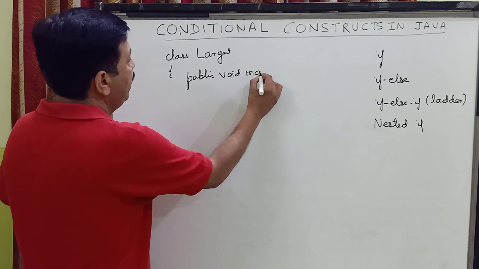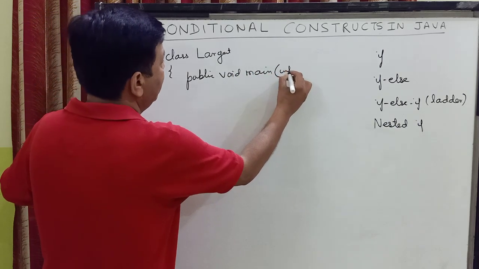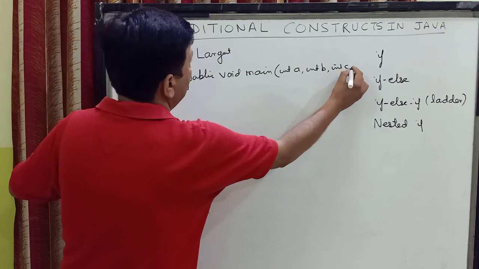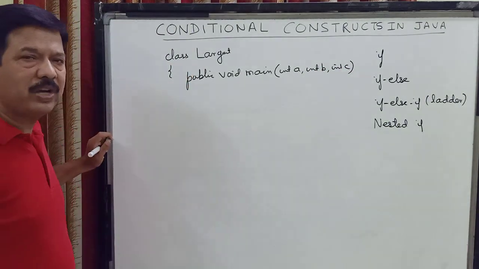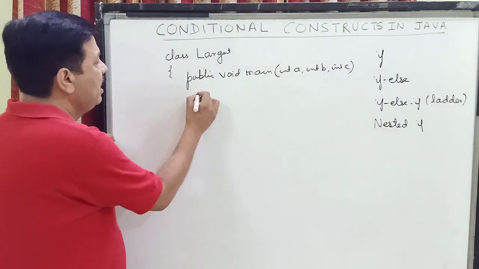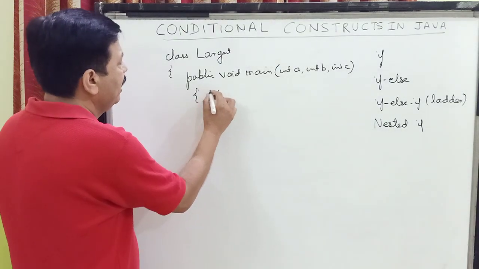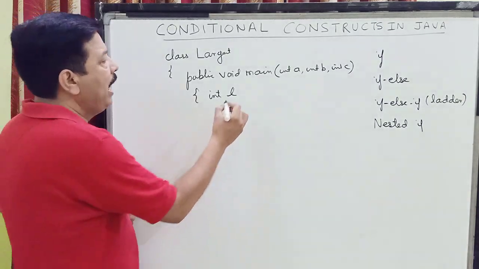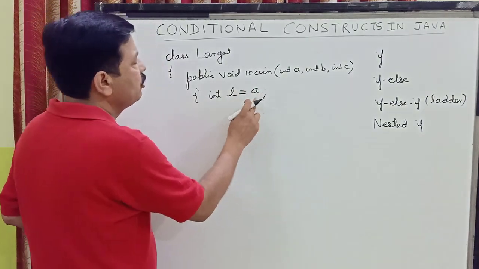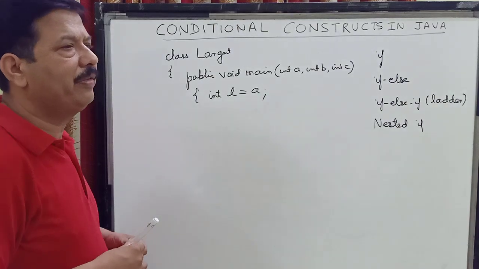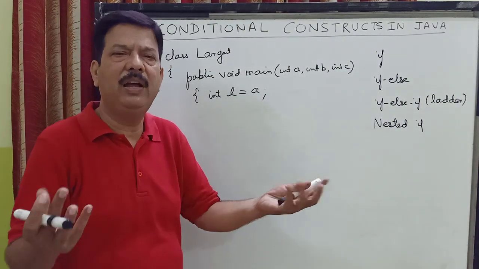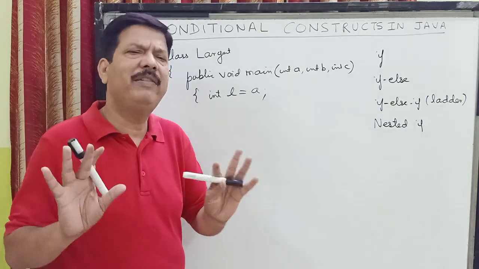It is asking me to enter three integer numbers. So public void main. I have entered three numbers, int a, int b, int c. These are the three numbers which I have entered. This is my input. Now children, I am taking a variable L, that is for largest, and I am storing the first number in L. At present I am assuming that out of these three numbers, A is the largest number.